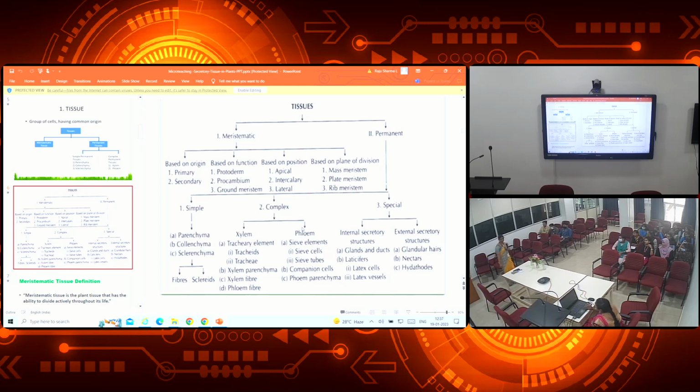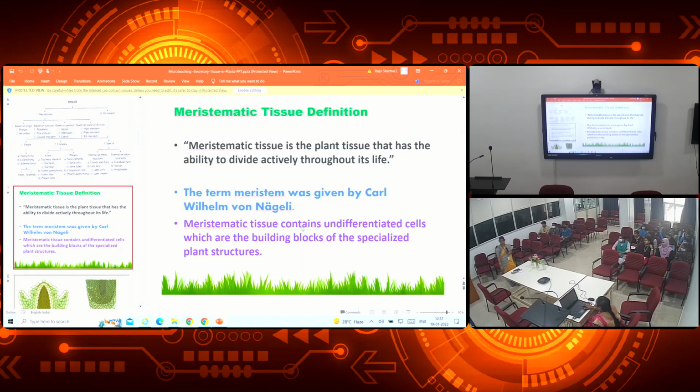Special kind of tissues, right? In that, what you are able to find out is internal secretory tissues and external. Internal means inside, external means outside. You can find them out. We can see in detail in the next.